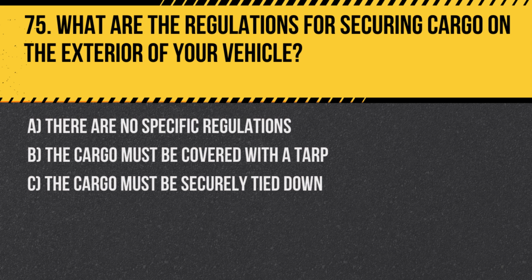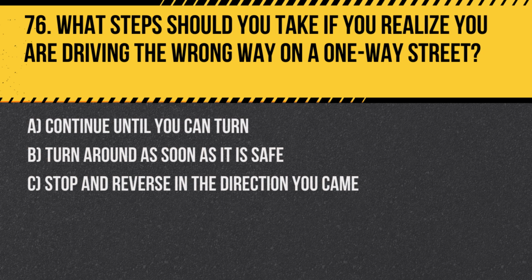Question 75. What are the regulations for securing cargo on the exterior of your vehicle? A. There are no specific regulations. B. The cargo must be covered with a tarp. C. The cargo must be securely tied down. Answer C. The cargo must be securely tied down. To prevent accidents and loss of cargo, it must be securely tied down and stable, especially when transported on the exterior of a vehicle.